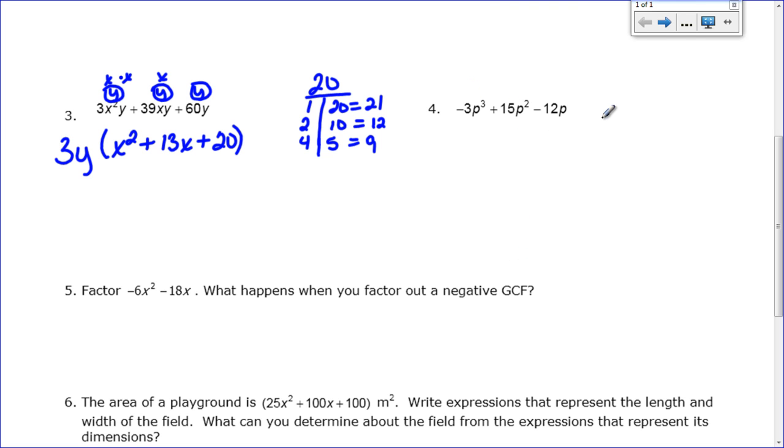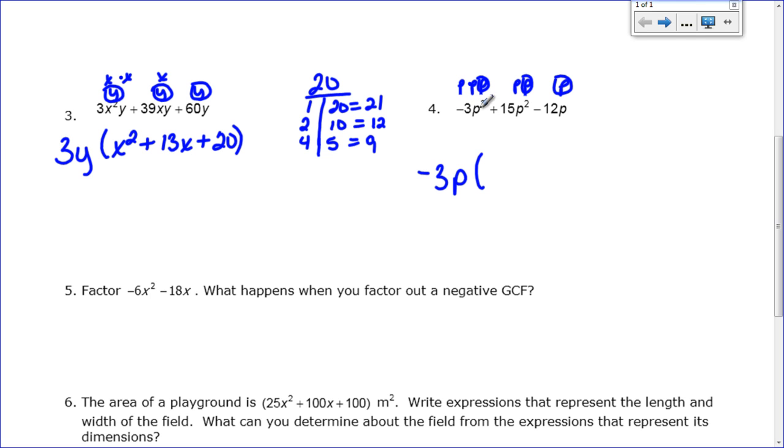Well, the biggest number that goes into all 3 of those is the 3. But I also need to take out a negative 3 because my first term here is negative and I don't want it to be. So I'm going to take out a negative 3, and then we've got to deal with variables. So this one has 3 p's, this one has 2, and then this one has 1. So if I start circling to see what they have in common, they all have that 1 in common. So I'm going to factor out that -3 and a p.